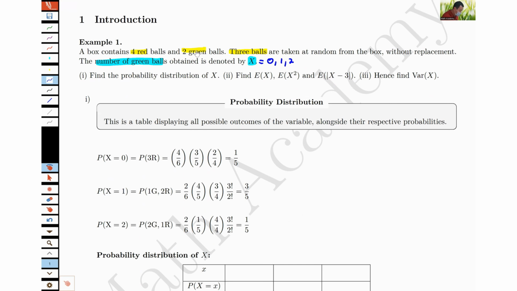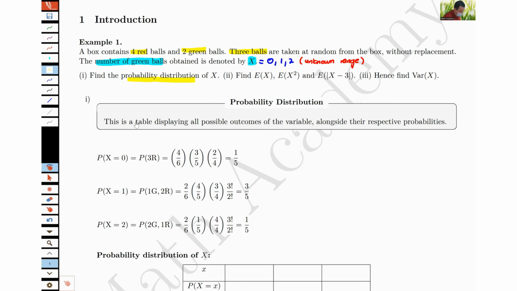So the range is usually unknown. We will have to determine that on our own. For every one of these questions in this chapter, they will not tell you what your range is. Then they will start with, let's find this thing called a probability distribution.